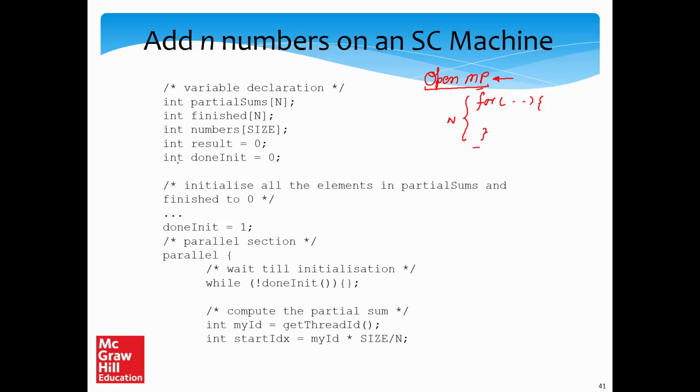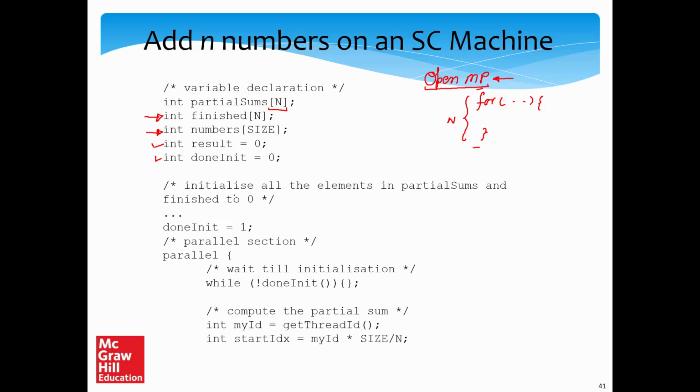So let's have the same data structures that we had. We have a partial sums array, which stores a partial sum for each thread. We'll have an additional structure called the finished array, which stores the status that each thread is done. We'll have all the numbers that we want to add, the final result, and another flag called done init.